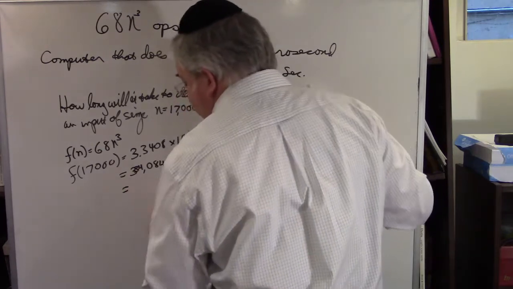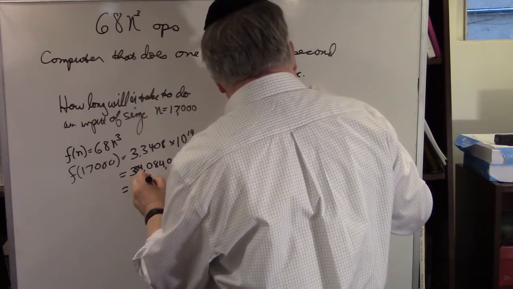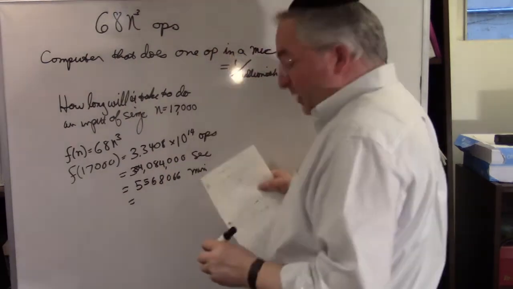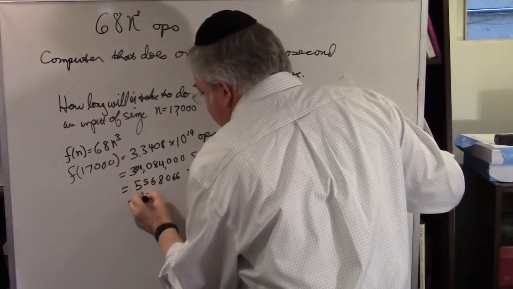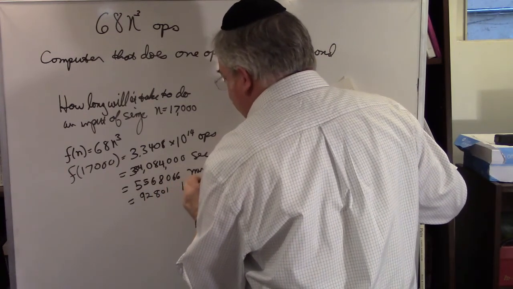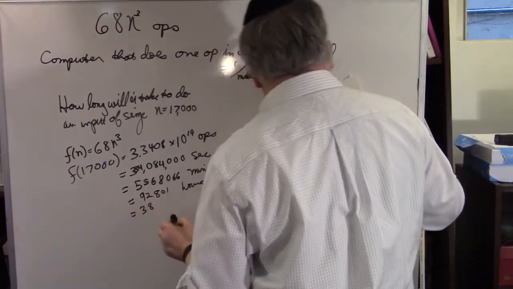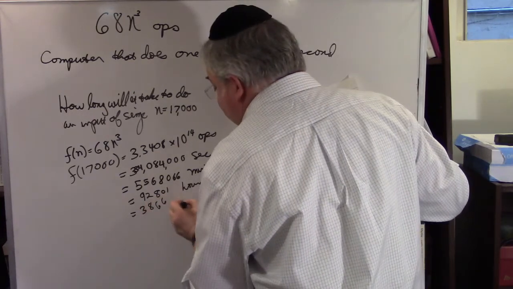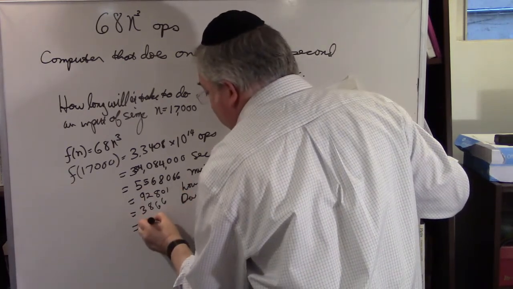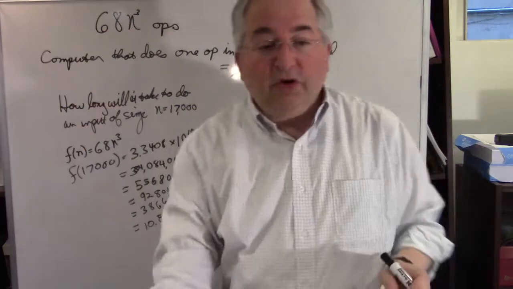Divide by 60, because you're not interested in how many seconds, but in how many minutes. You get 5.568066 million minutes. You're not interested in minutes, you want to know how many hours, so you get 92,800 hours. Divide by 24, you get 3,866 days, which is equal to 10.59 years. That's how long it'll take you to do this thing.